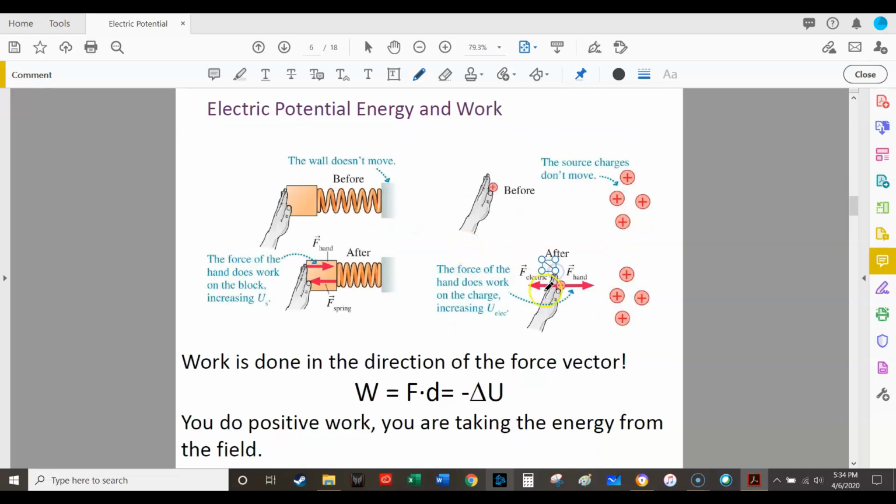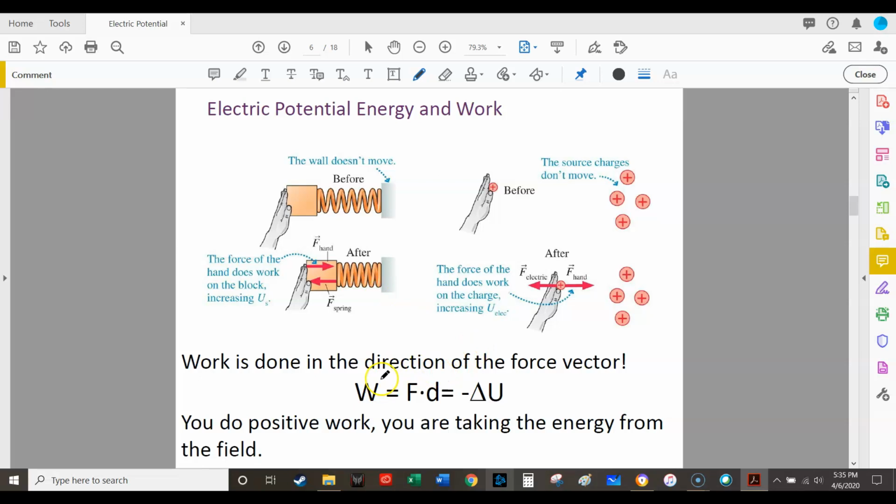Well, again, these source charges are creating an electric force working against your hand. You're pushing it to the right, which is now almost like a stored energy. It's almost like you're compressing a spring. Okay. So you are doing work in the direction of the force vector.